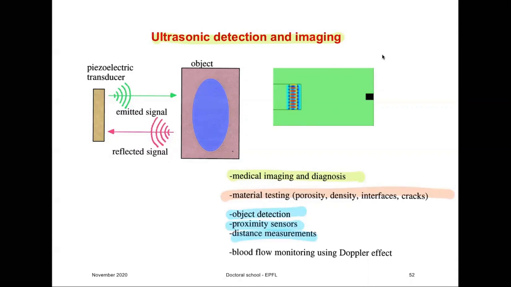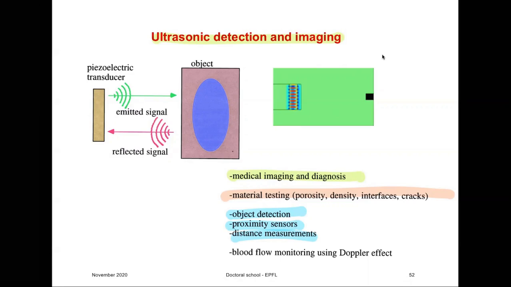This is used, for example, in cars for parking sensors. You can use an optical camera, which is very nice, but the optical camera cannot detect transparent surfaces, while ultrasound can do that. So the best way is to use both ultrasound and optic detection.